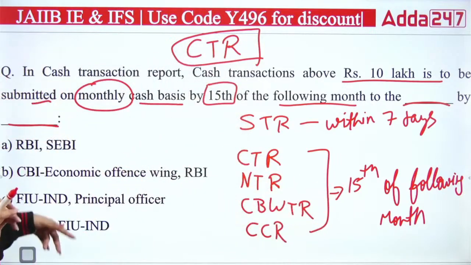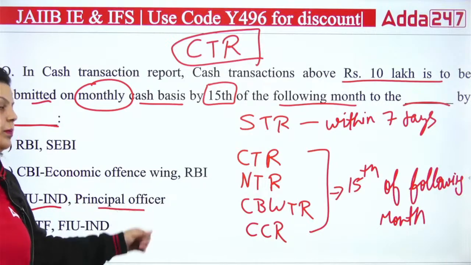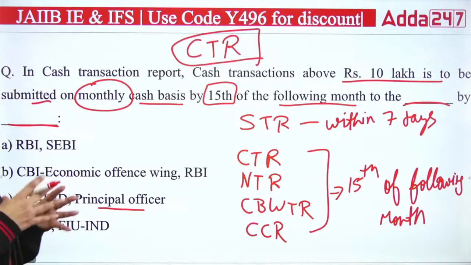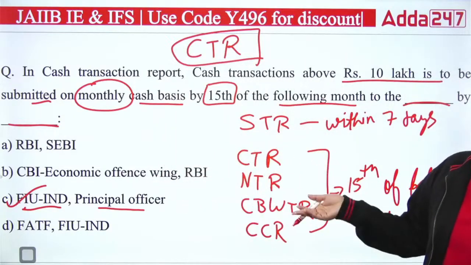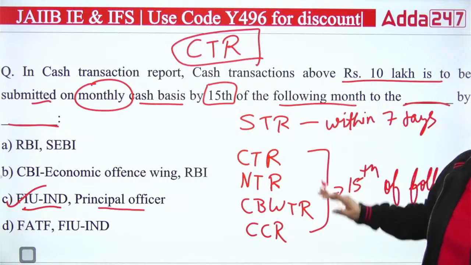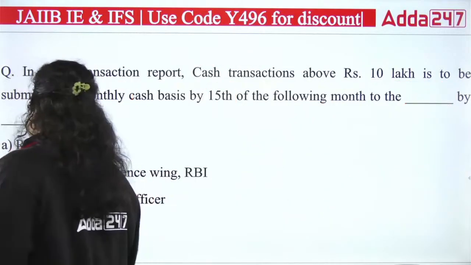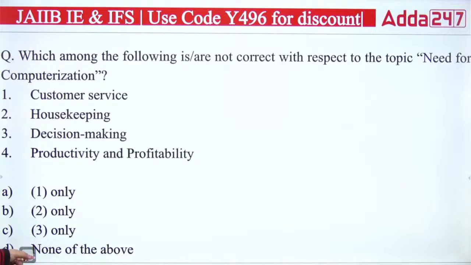To whom? To FIUIND. Okay, so following month to the dash, to whom? To FIUIND. This report will be submitted by whom? By the principal officer. So your right answer is C. The principal officer has to submit all these reports to the FIUIND, that is Financial Intelligence Unit India, on a regular basis, and the days I have already defined here, like which report has to be submitted at which time. So the right answer is FIUIND and principal officer. So this is the responsibility of the principal officer to make sure that the report is submitted on time.